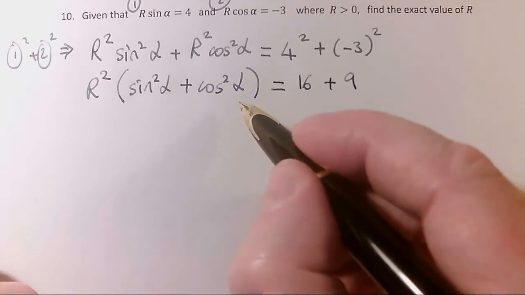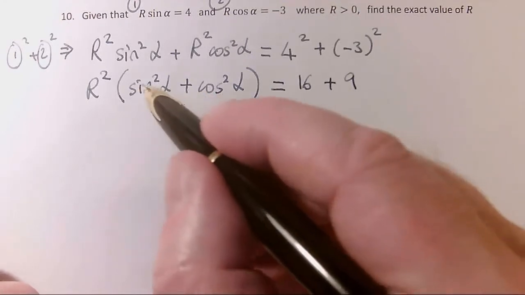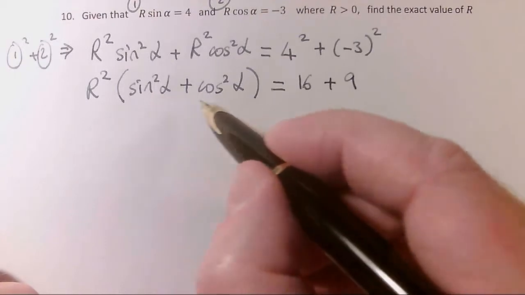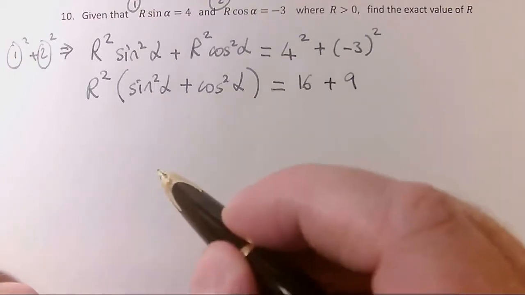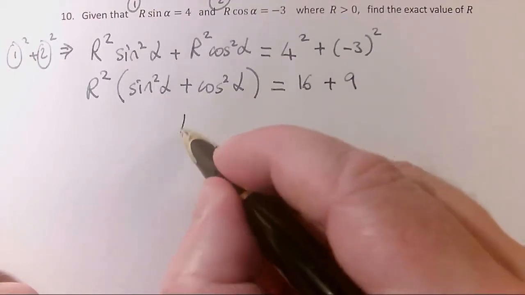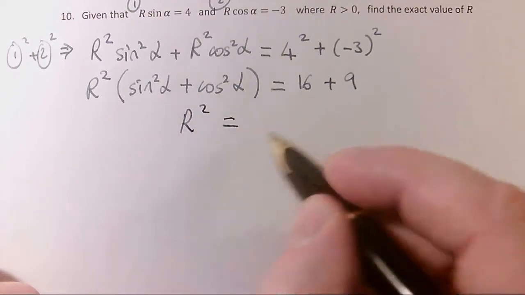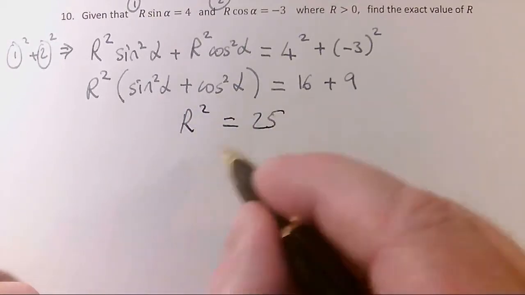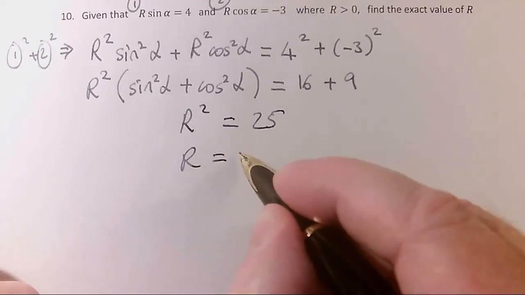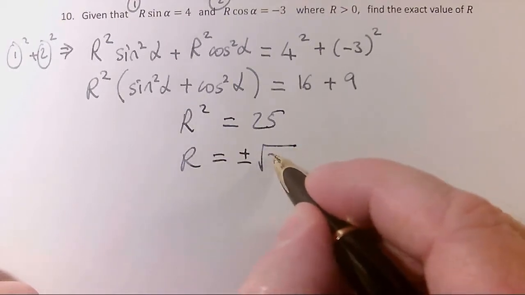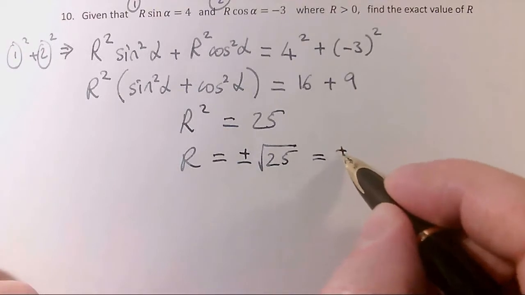We found a sneaky way of getting rid of the alphas, because for any angle, the squared identity sine squared alpha plus cos squared alpha always equals 1. So we've got r squared equals 16 plus 9 is 25. So r equals, I'm going to square root, so I need plus or minus the square root of 25, which is plus or minus 5.